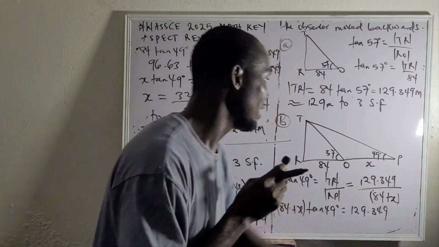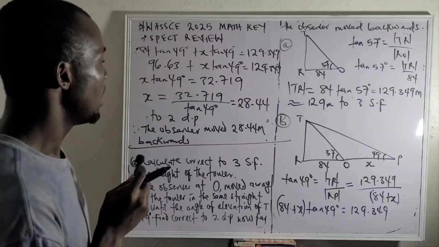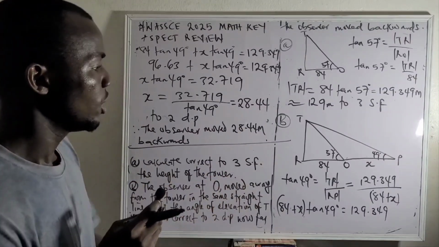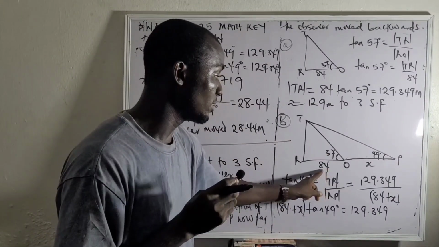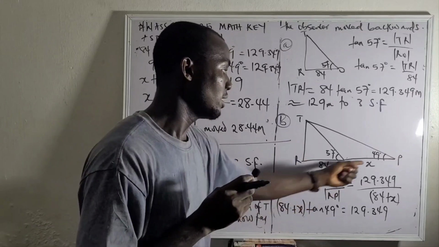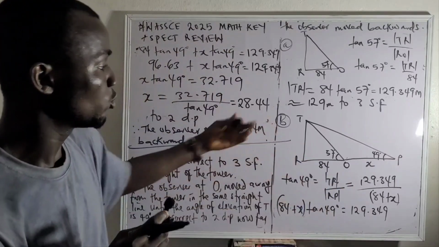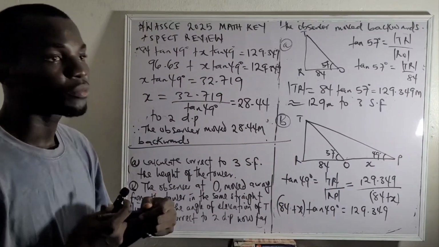So this X here is 28.44 meters. This is not drawn to scale. You can see that this 84 is less than this X. So that's what we are going to have for that question. Thank you.